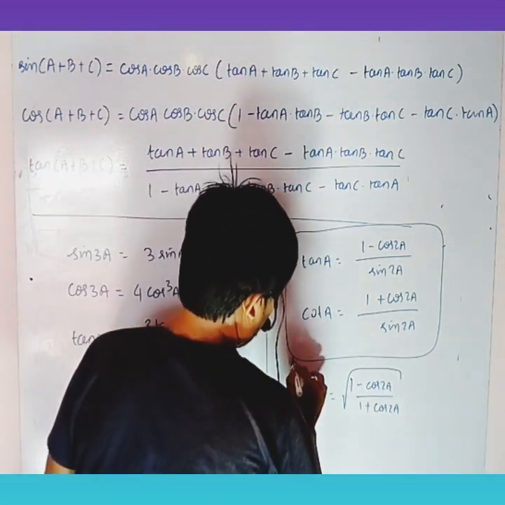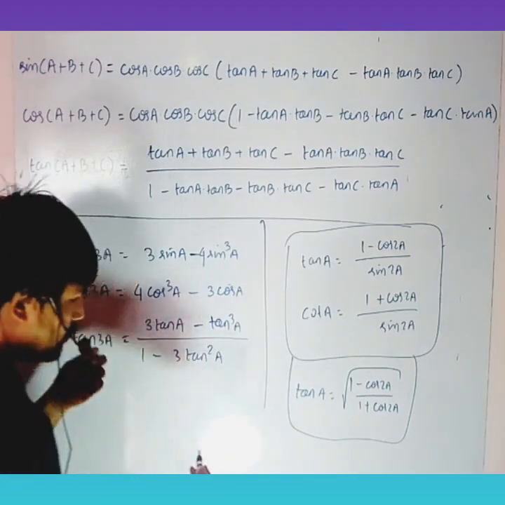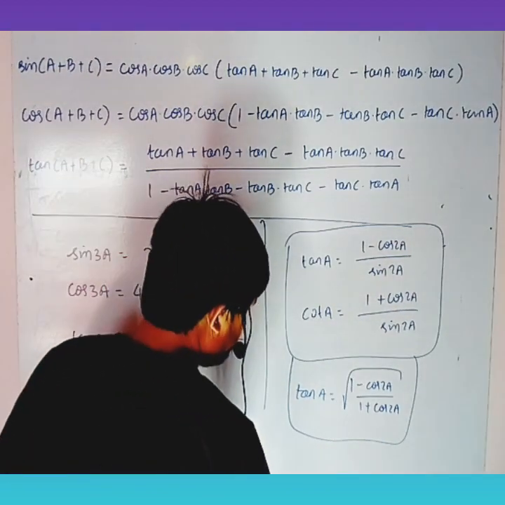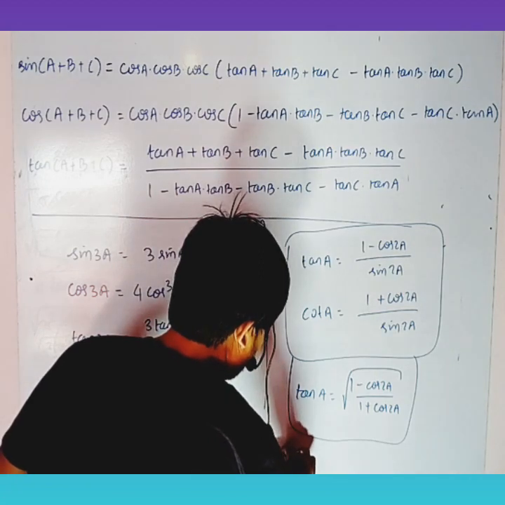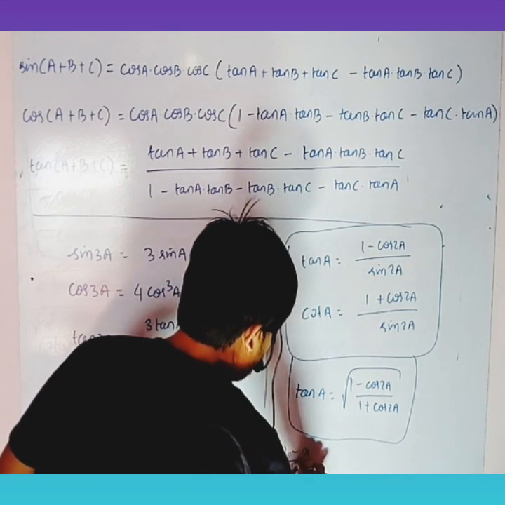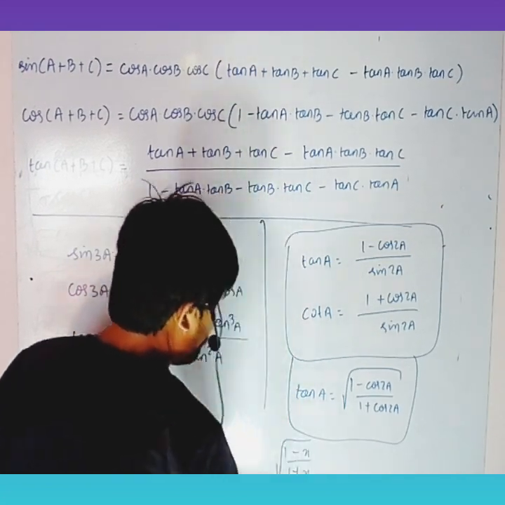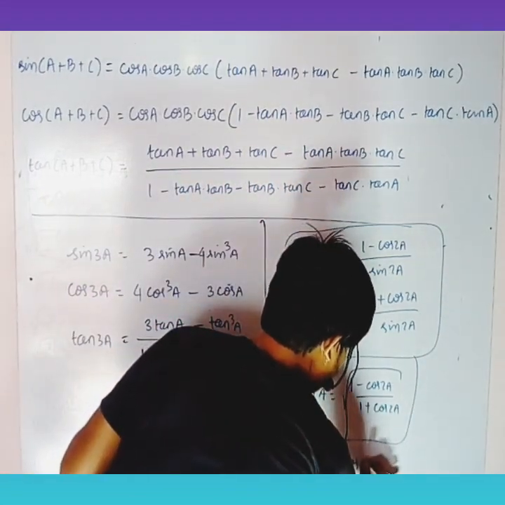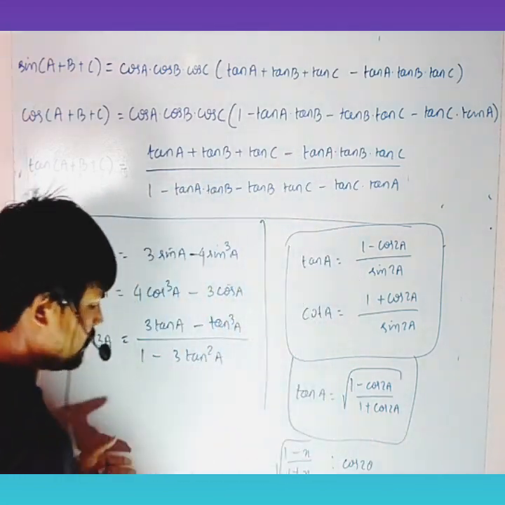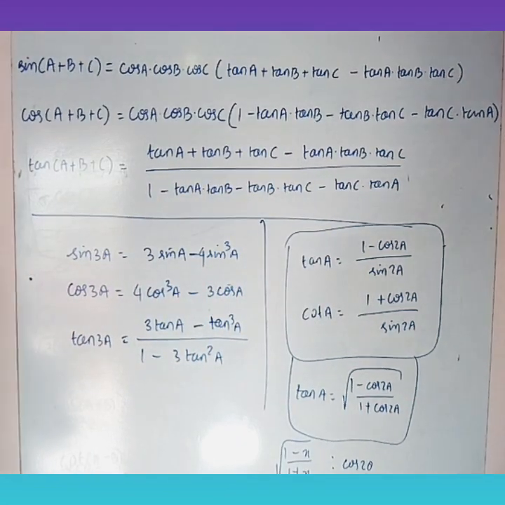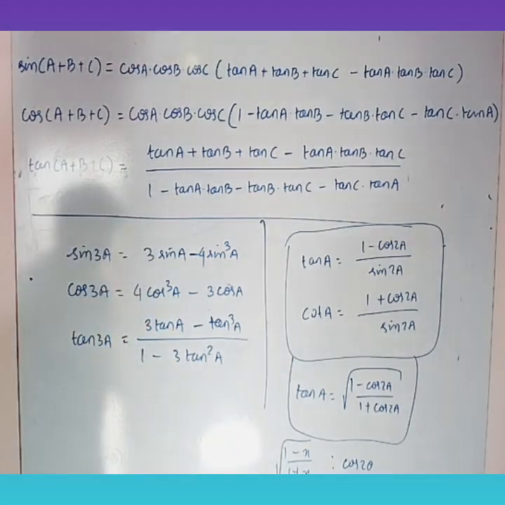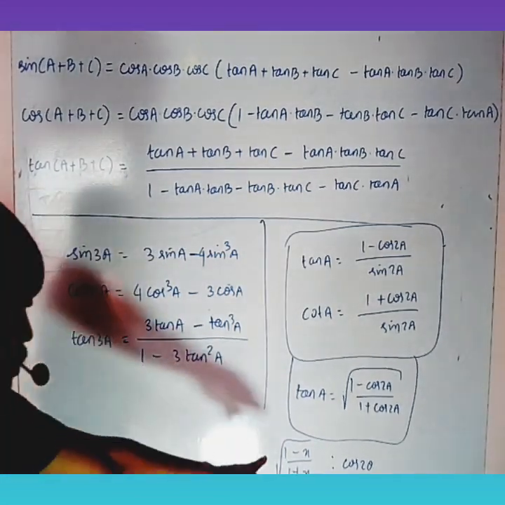Another important formula: the trigonometric substitution for the square root of 1 minus x by 1 plus x is cos 2 theta or cos theta, that is 1 minus cos 2 theta by 1 plus cos 2 theta, which is tan theta. That is the trigonometric substitution for x.